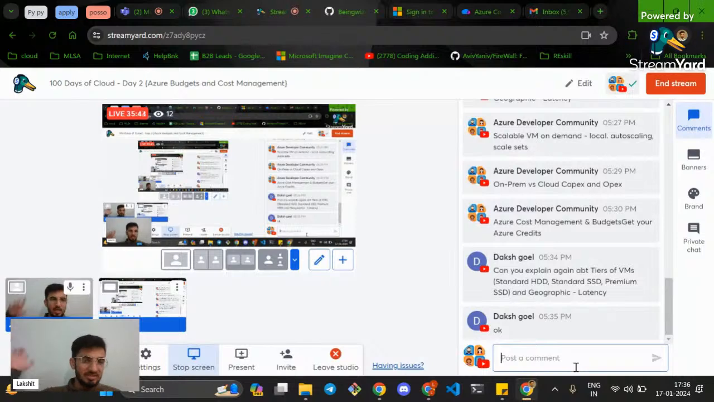What is premium SSD? You have extensive work on machine learning, you need huge computation power. You are mining Bitcoin, or maybe your startup is an AI based startup, so then you definitely need a premium SSD, right? You just want the computation to be fast, not the database, right? So yeah, this is pretty much it. And the geographic and latency is all about which is nearer to me, right?